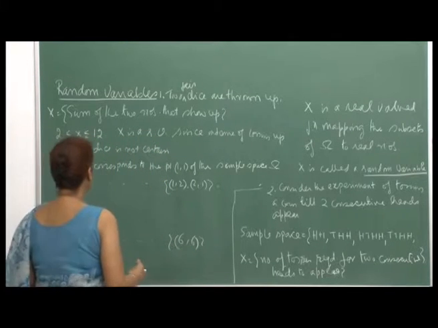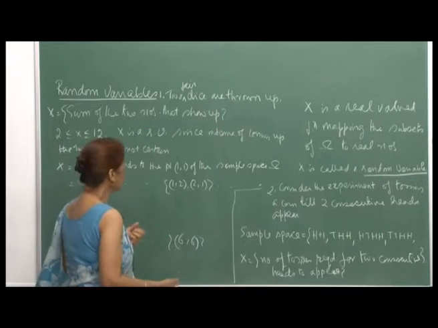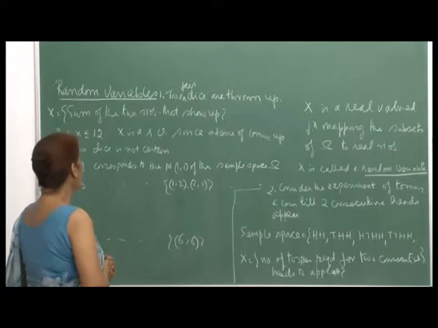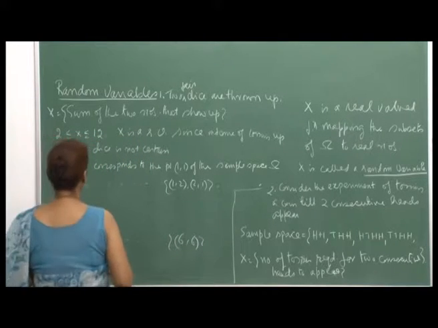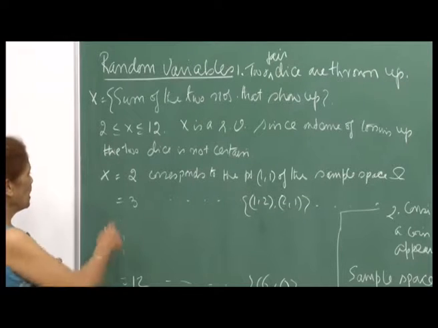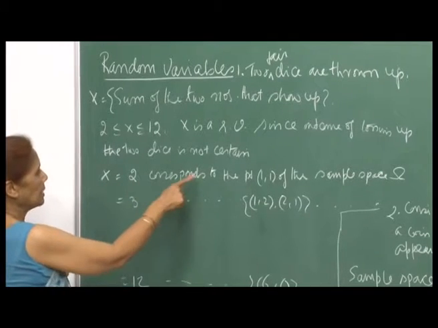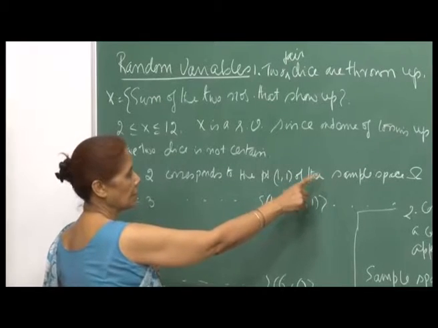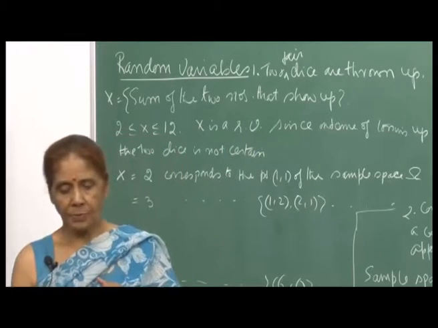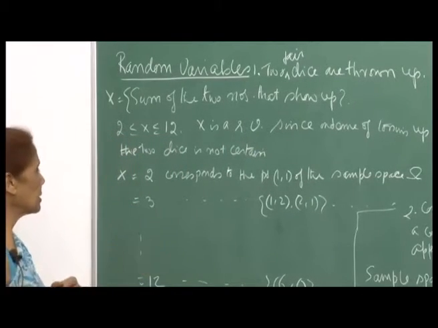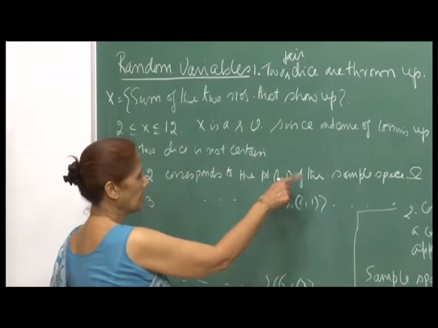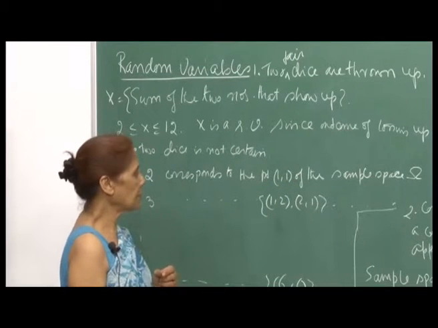Therefore, you see that the value of x is dependent on the tossing of the dice and whatever the outcome. So, this is what we mean by a random variable. Before I start calling it a random variable, I should explain more. When x is equal to 2, then it corresponds to the point (1,1) of the sample space. I had earlier shown you, when I introduced the concept of sample spaces, that omega, the sample space, will contain 36 pairs of such points (i, j), where i varies from 1 to 6 and j varies from 1 to 6.